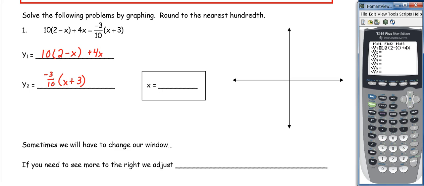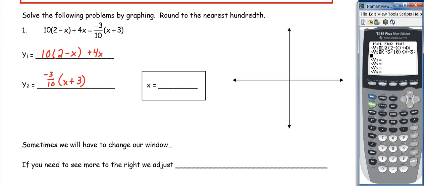Then arrow down to your y2. Notice that y2 has a fraction in it. So because it has a fraction, you need to use parentheses with it. So we're going to do parentheses, negative 3/10. So we use the negative sign down at the bottom. 3 divide by 10, close parenthesis, and then parenthesis x plus 3, close parenthesis.